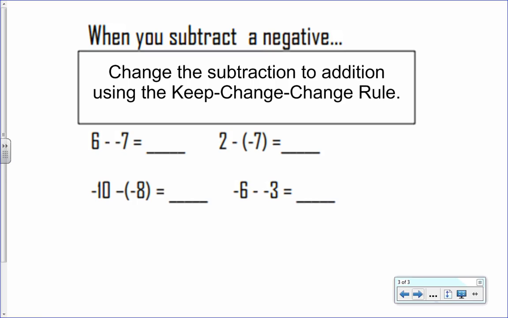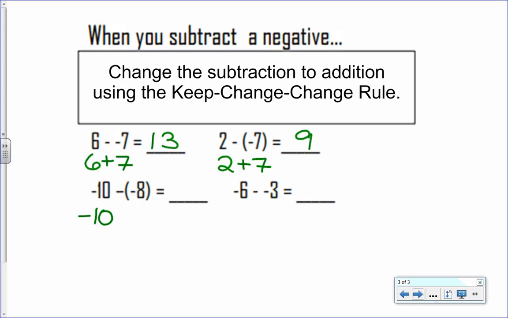So for the first one, we have 6 minus negative 7. Keep the 6, change to a plus 7. 6 plus 7 is 13. Okay. The next one, 2 minus negative 7. Rewrite it as 2 plus 7. 2 plus 7 equals 9.